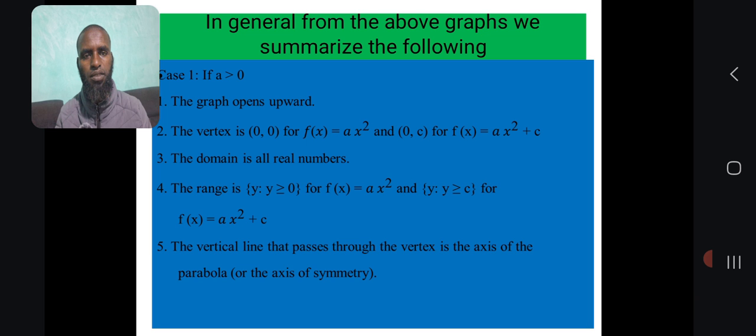The fifth, the vertical line that passes through the vertex is the axis of the parabola, or the axis of symmetry, you can say, or the line of symmetry. The vertical line that passes through the vertex is the axis of the parabola, or the line of symmetry, or we can say the axis of symmetry. Good.